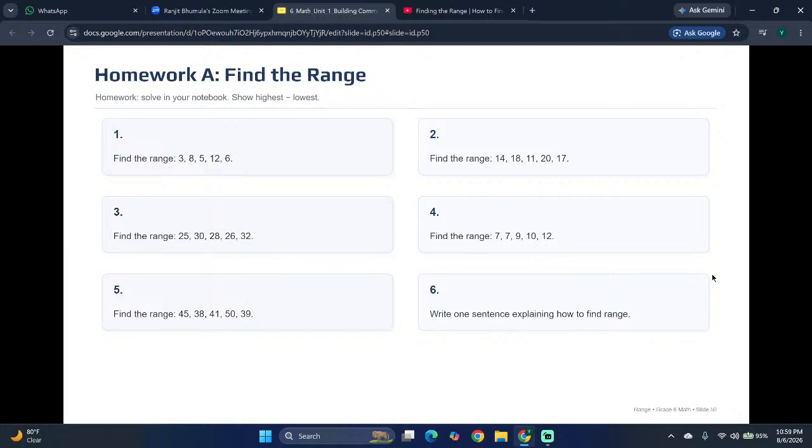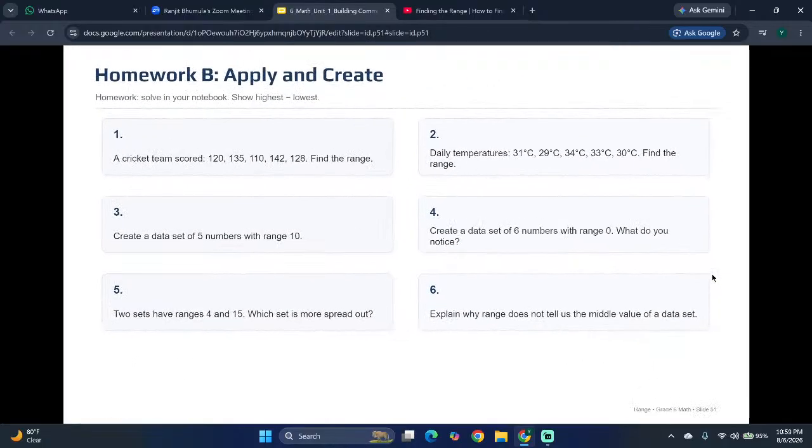Number 5, find the range: 45, 38, 41, 50, and 39. Number 6, write one sentence explaining how to find it. This is homework A. If you want to split it into days, you could. And then this is homework B.